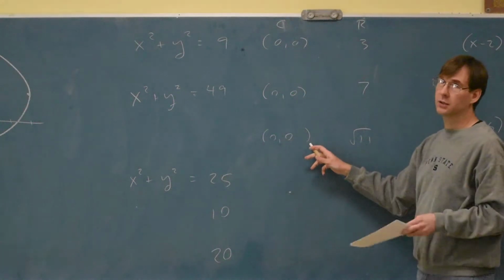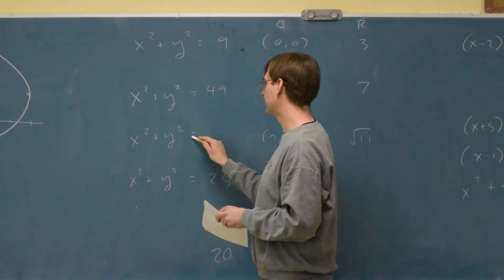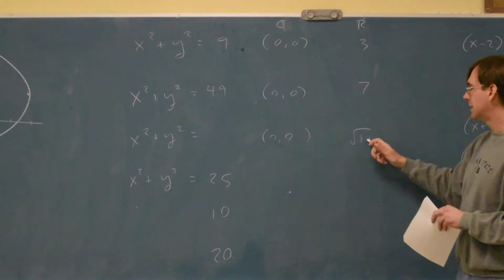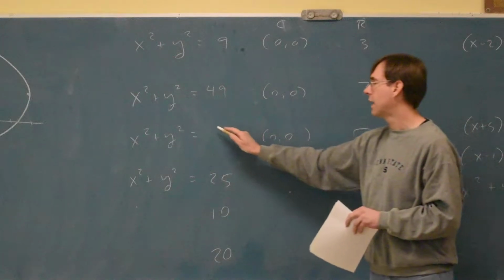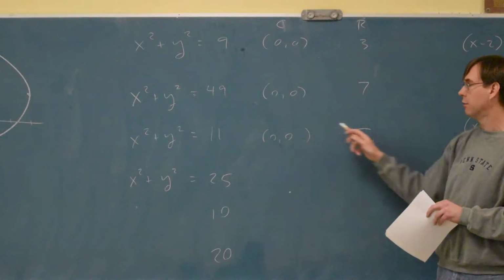If I'm still at the origin, I'm still starting this way. But if this is my radius, this times itself, remember, roots times roots make the regular version of themselves. That would just become a standard 11, not a root 11 anymore.